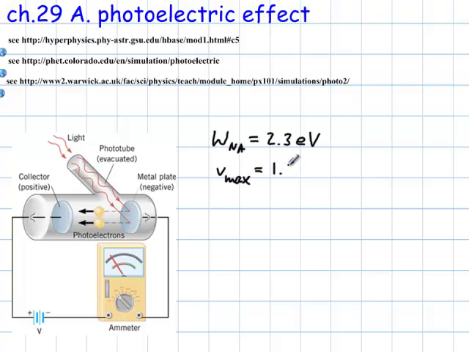So that one is 1.6, oops, that's not true, 1.2 times 10 to the 6th meters per second. And then what they want to figure out is the wavelength.